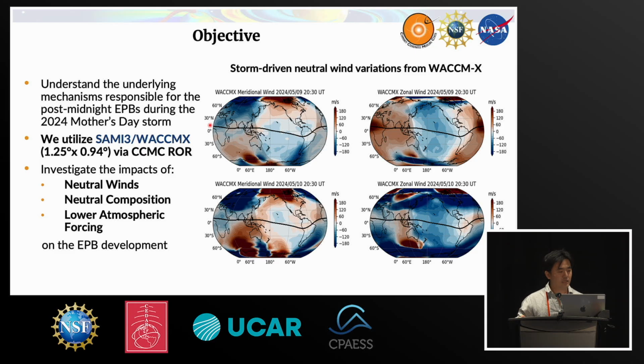In this study, I focus on understanding the impacts of neutral winds, neutral compositions, and lower atmosphere forcing on the development of plasma bubbles. This figure shows an example of the neutral wind variations on average during the storm time from WACCM-X. The top panel shows the meridional wind and zonal wind before the storm. The bottom panel shows after the onset of the storm. You can see a very clear enhancement of meridional winds, and also a clear suppression of zonal winds. We are trying to understand how these winds impact the post-midnight bubble development.